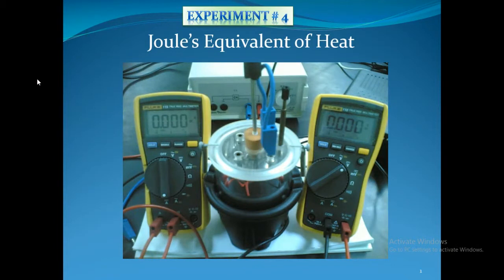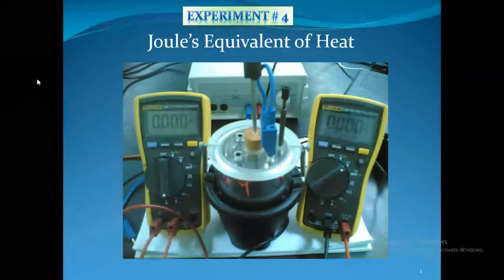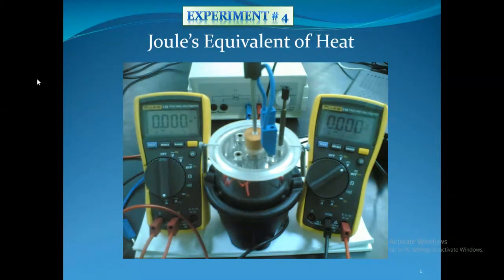Experiment number 4, Joule's equivalent of heat. Joule is the name of the scientist, and Joule's equivalent of heat means we will be converting electrical energy into heat energy, and we'll find out a constant. We would call it Joule's constant.